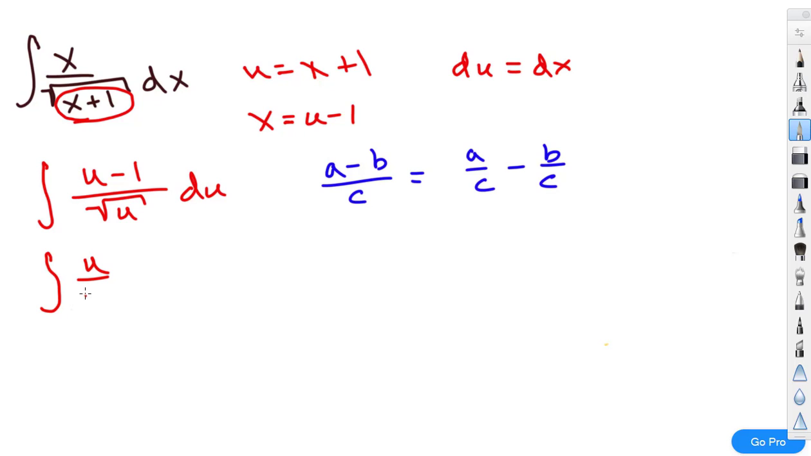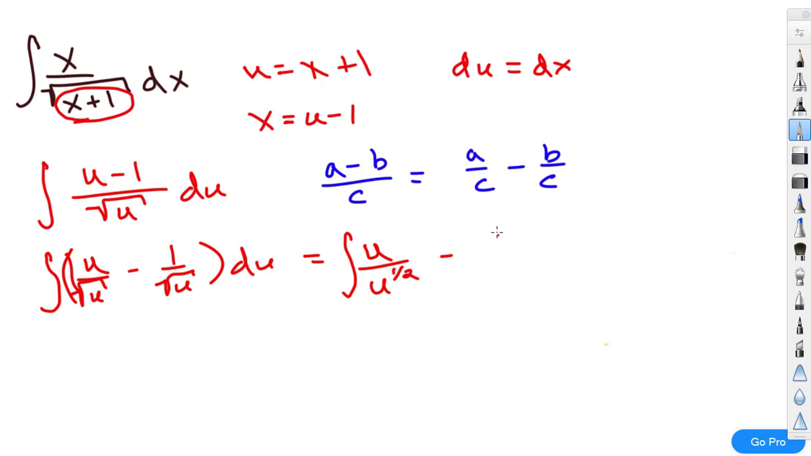As u divided by the square root of u minus 1 over the square root of u, du. Sorry, that's supposed to be parentheses. So, remember that if I have u divided by the square root of u, that's u divided by, well, that's going to be u to the 1/2, minus 1 over, well, that's u to the 1/2, du. And if I have this u in the denominator here, remember that's the same thing as writing that as u to the negative 1/2.